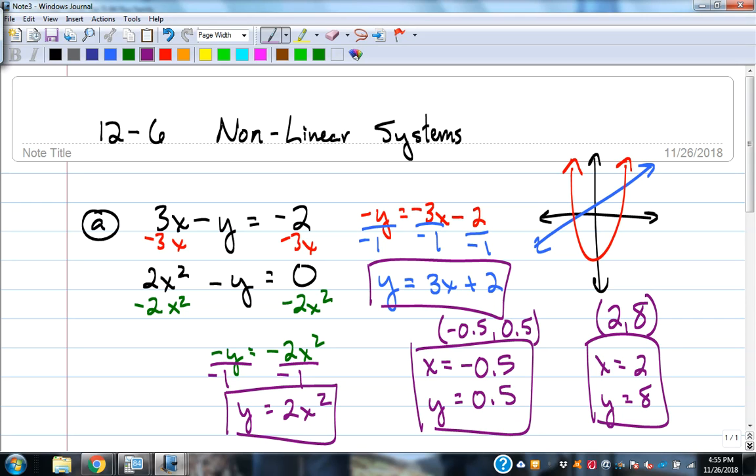So if we can graph them, we can use the intersect tool to find where they're crossing one another. So that's what our job is going to be for nonlinear systems. Matrix would be nice, but the matrices do not work for nonlinear systems. So you got to be careful of that.